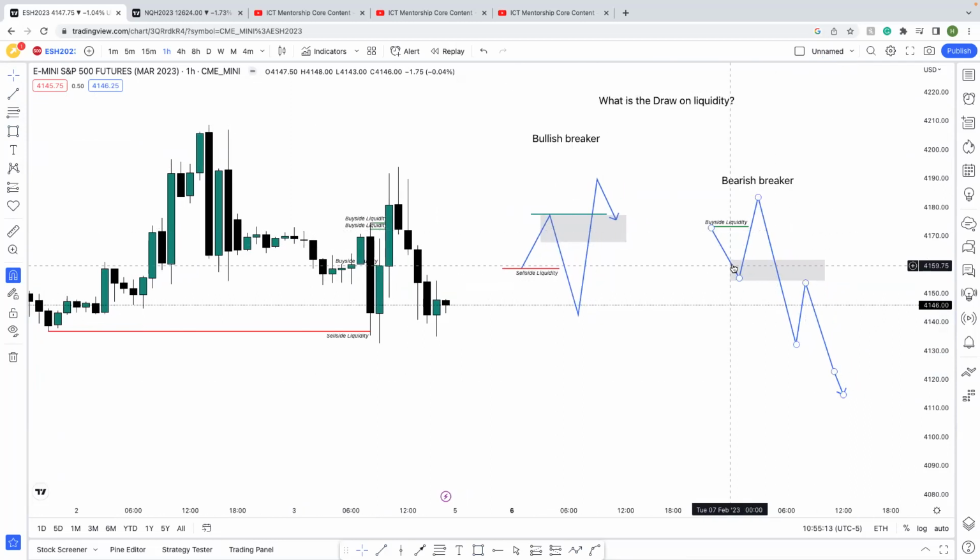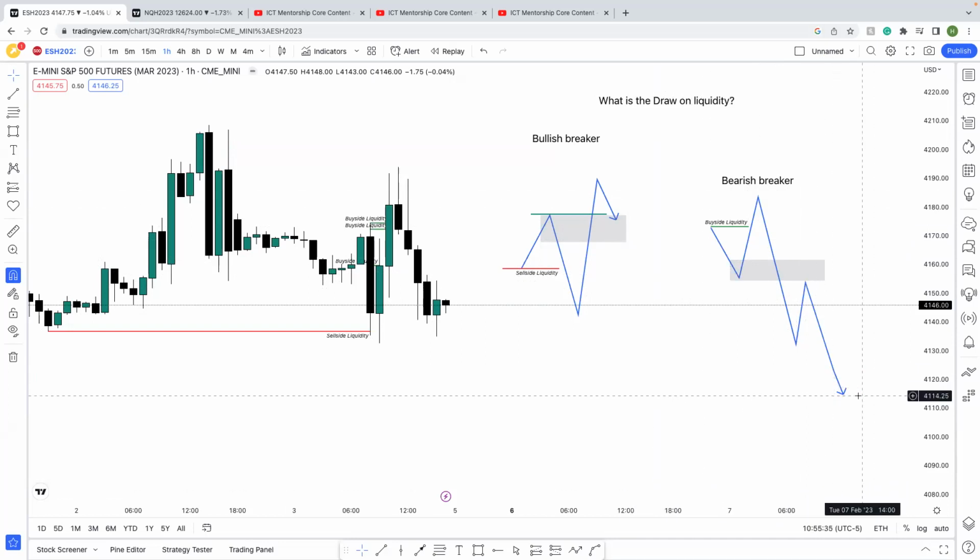The bearish breaker is going to be the last down close candle in this short-term low before liquidity is taken out. Then we trade back down through it. When we return to it, we expect it to act as resistance to price trading higher, and then we trade down into our bearish draw on liquidity, so if we have equal lows down here.